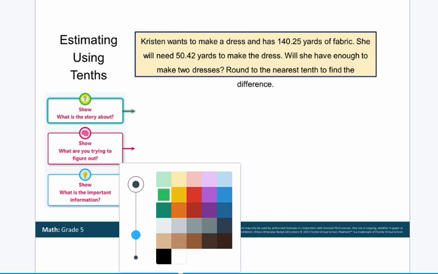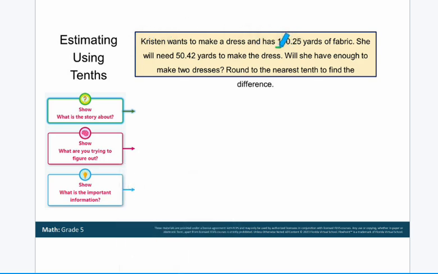All right, welcome back. So right here, I know that Kristen wants to make a dress. She has this much fabric. She will need this much more to make a dress. I'm trying to investigate, will she have enough for 2? I need to round to the nearest 10th to then find the difference. So now I can go ahead and get ready to start looking at solving my problem.